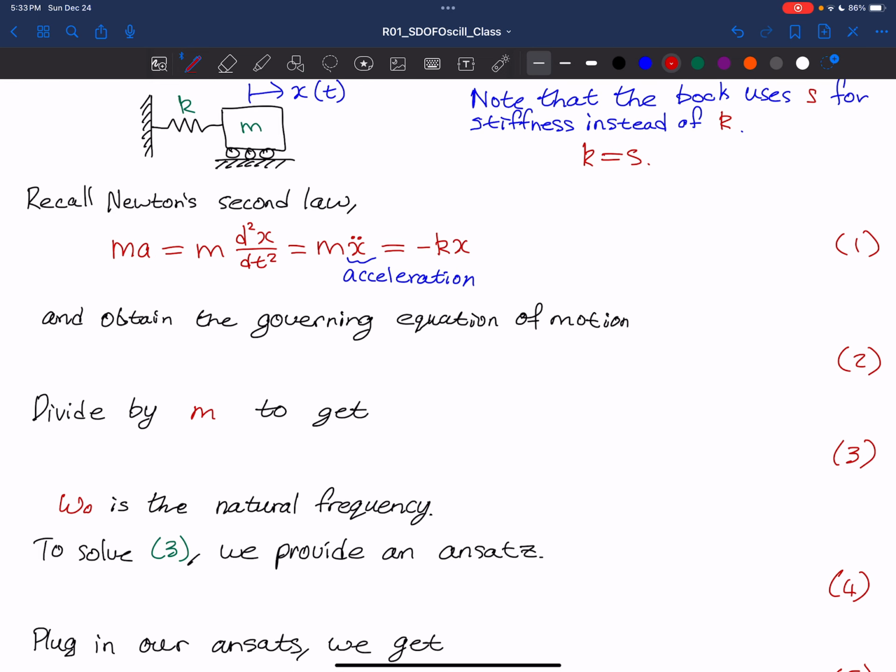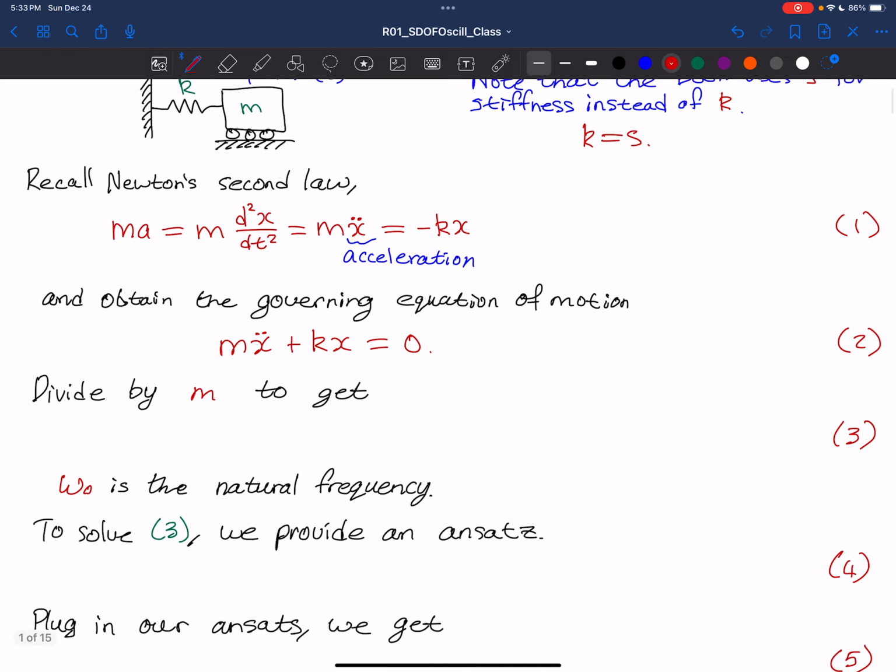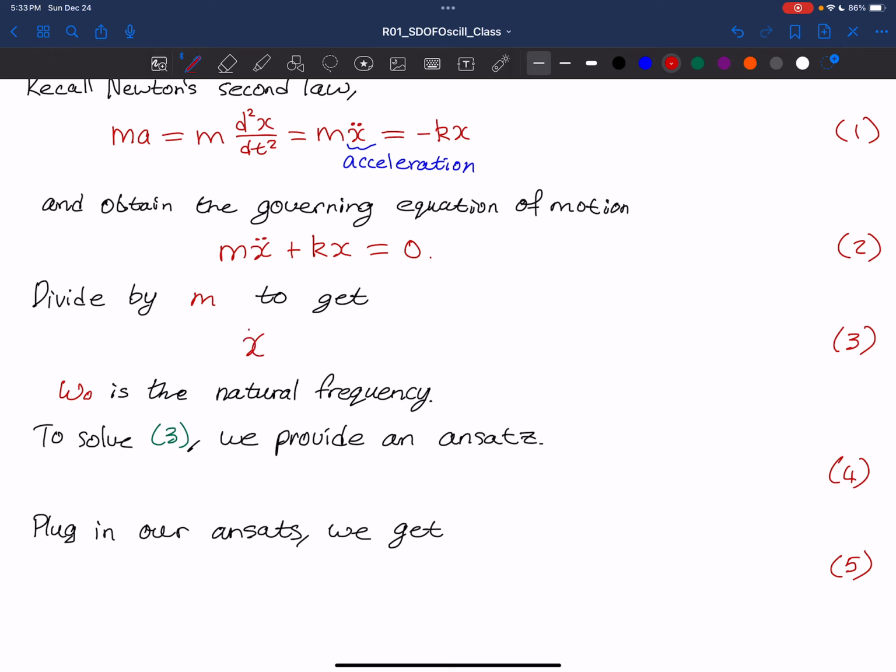So from there, we can obtain the governing equation of motion, which is going to be m times x double dot plus kx, equal to 0. And that right there is the equation that governs the motion of this oscillator. From there, we're going to divide by m, and we'll get the following: x double dot plus omega sub 0 squared times x, which will then be equal to 0. And here, omega 0 squared is equal to k divided by m. And omega 0 is what is known as the natural frequency of the oscillator. It's the frequency that the oscillator wants to move at.